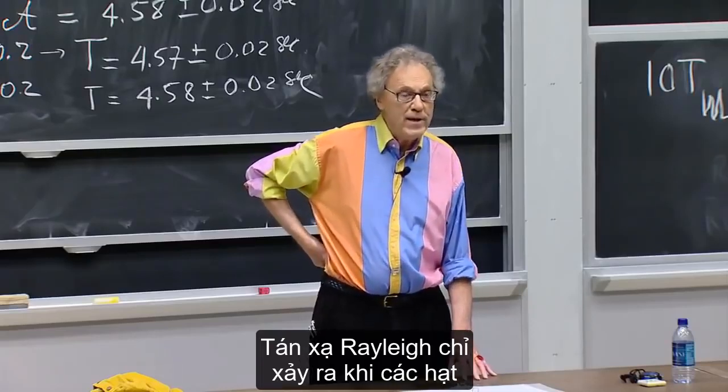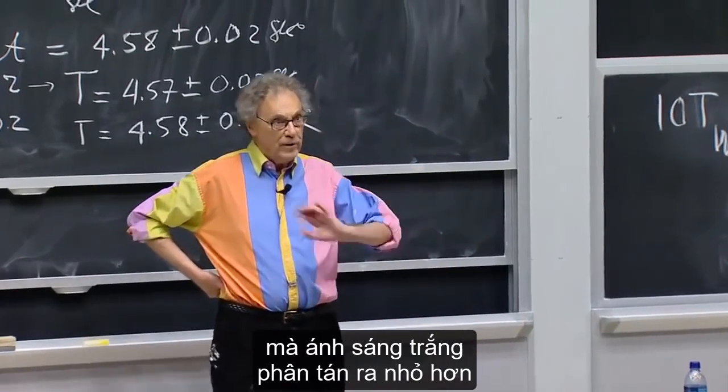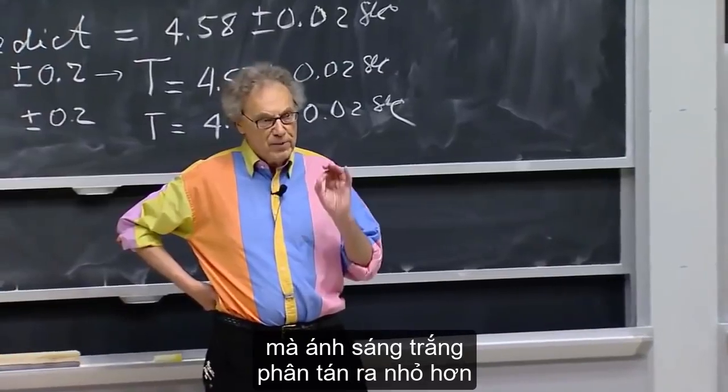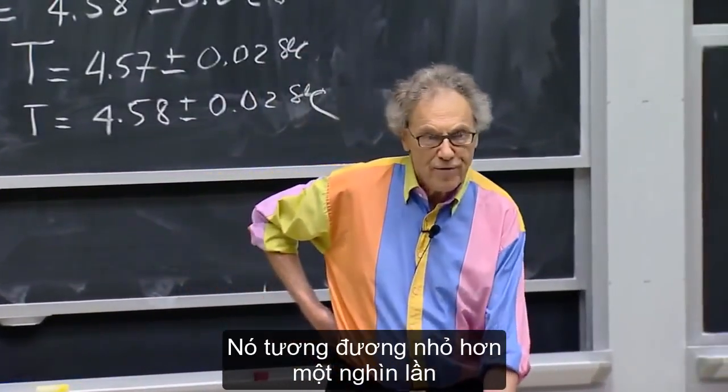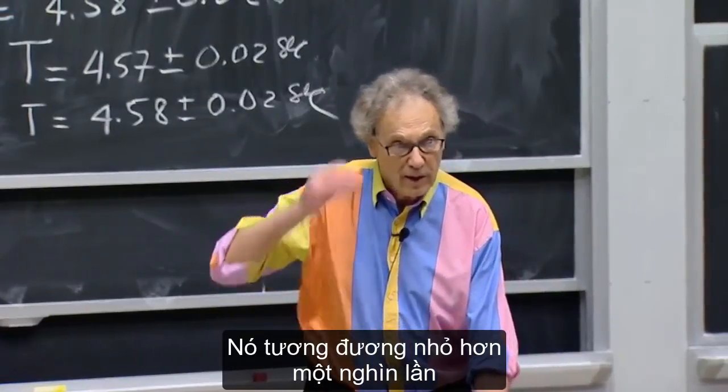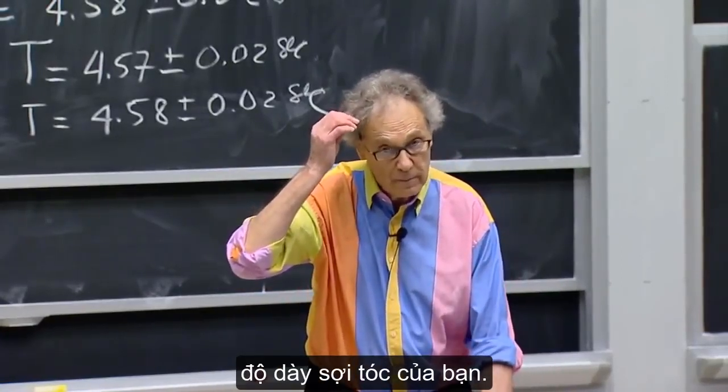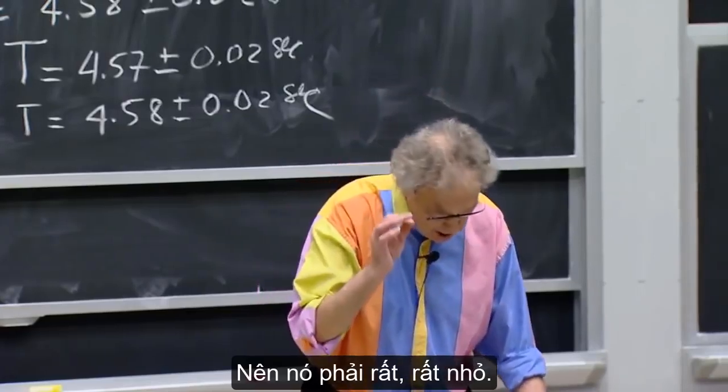Rayleigh scattering only happens when the particles off which the white light scatters are smaller than 1/10 of a micron. That means 1,000 times smaller than the thickness of your hair. So it has to be very, very small.